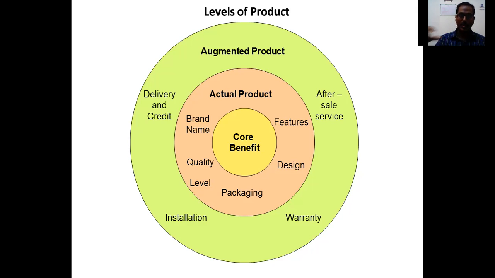Then installation, if it's like an aircon and all those things, is it included, to have installations and all those things. Then warranty, then after-sales service. So all those things are included in the augmented product. These are the three levels of product.